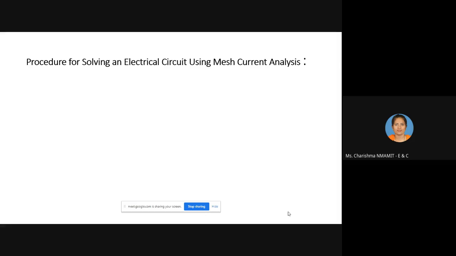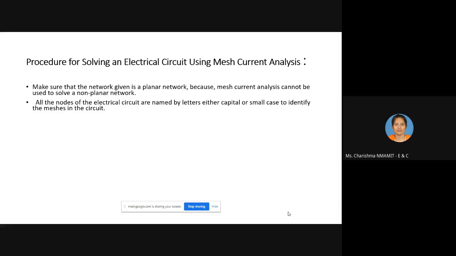Okay, so we'll see the detailed procedure for solving an electrical circuit using the mesh current analysis method. First, you should make sure that the given network is a planar network, because you know that mesh current analysis is not a general one; it can be applied only to planar networks. Then all the nodes of the electrical network are named by letters, either capital or small case, to identify the meshes in the circuit. Okay, this is optional. You can use it or you can skip that.